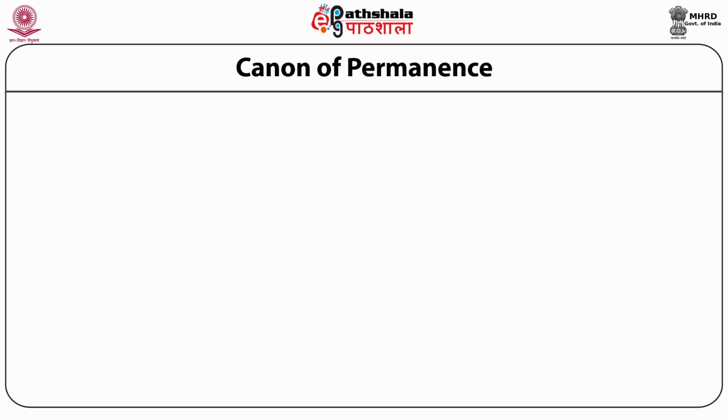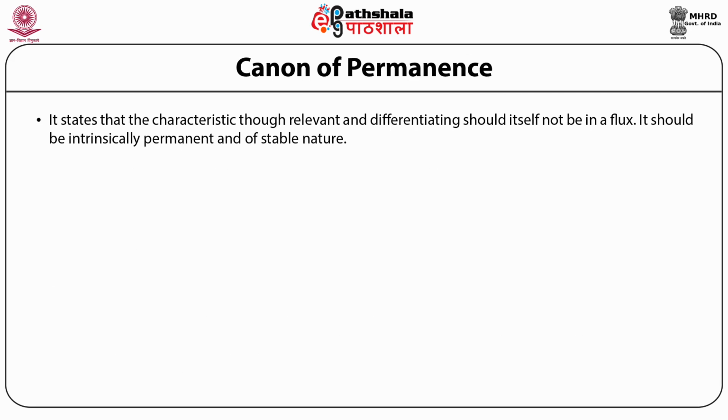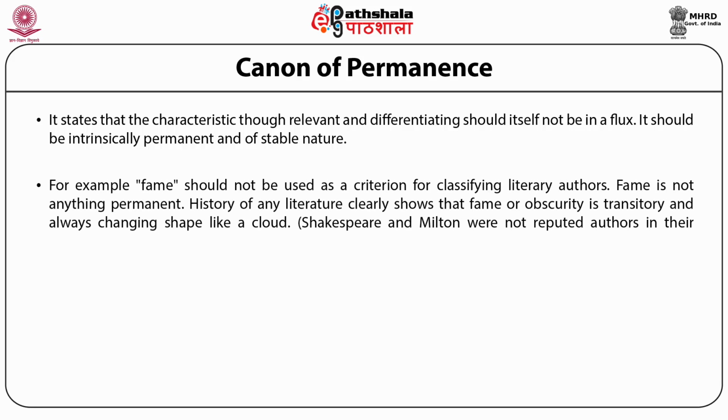Canon of permanence. This canon states that the characteristic, though relevant and differentiating, should itself not be in a flux. It should be intrinsically permanent and stable in nature. For example, fame should not be used as a criterion for classifying literary authors. Fame is not anything permanent. History of any literature clearly shows that fame or obscurity is transitory and always changing, shaped like a cloud. For example, Shakespeare and Milton were not reputed authors in their times. They are much more reputed and respected now than they were in their own times.